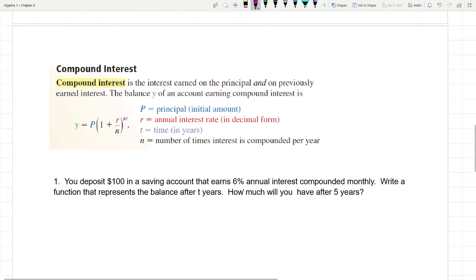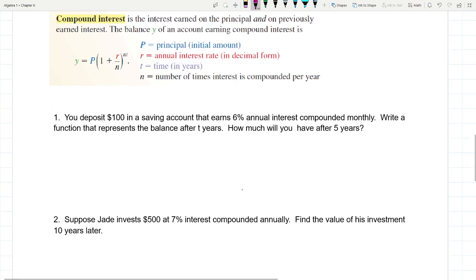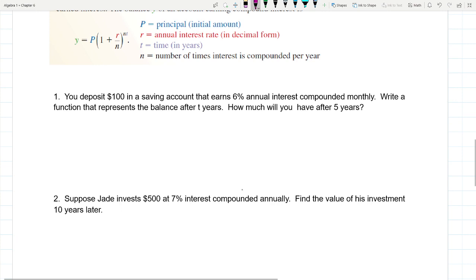All right, and where this comes into play is compound interest. I mentioned this before: compound interest is the interest earned on principal and previously earned interest, so it's like earning interest on your interest, and that's my favorite type of interest, personally. The equation is y equals P times (1 plus r over n) to the nt, where n is the number of times it's compounded per year.